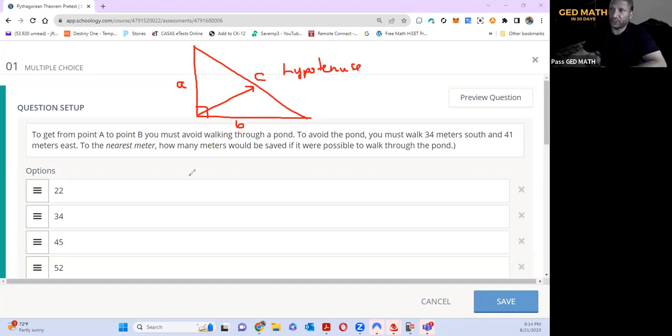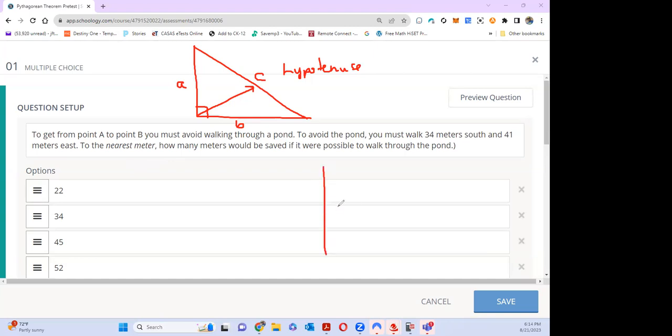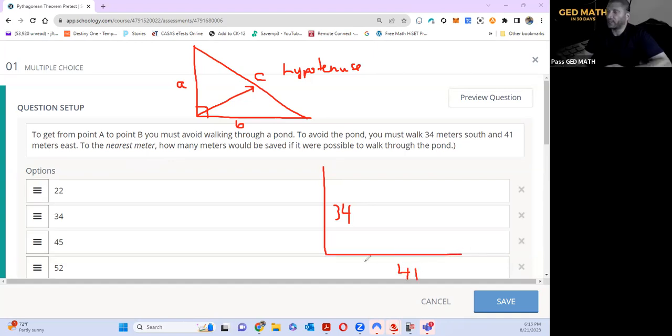So let's look at this question. First of all, you use the Pythagorean theorem to find the missing side of a right triangle. That means if you have a missing side, you know the other two. So let's draw this diagram. To get from point A to point B, you must avoid walking through a pond. To avoid the pond, you walk 34 meters south. What direction is south? Down. So we know here is 34. And 41 meters east. Which way is east? To the right. So we know that's 41.